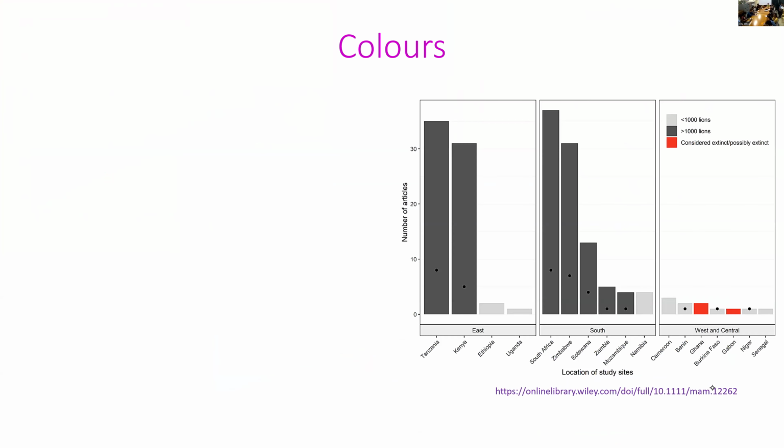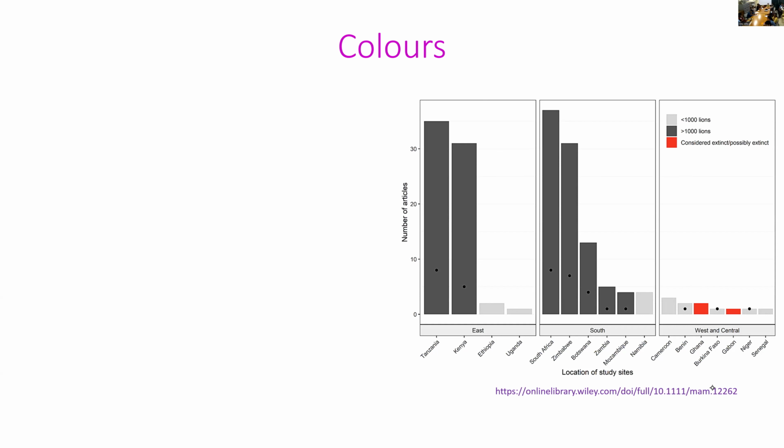What about colors? As you can see from my presentations, I like colors, but generally colors are to be avoided in graphs. Here, this is the location from Africa, Tanzania, Kenya, all the way to Senegal, and this is the number of articles on some particular topic. The colors are coded on whether they had less than 1,000 lions in that country, more than 1,000 lions, and red means possibly the lions have become extinct.